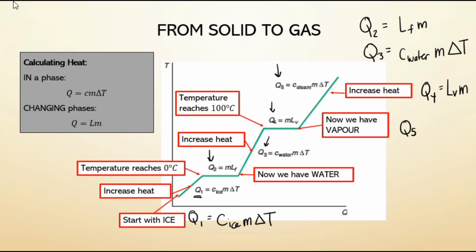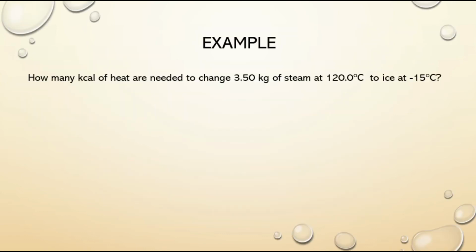Q5 is increasing heat in the steam phase: specific heat of steam multiplied by the mass multiplied by the change in temperature. And the change in temperature for that last phase will be your finishing temperature minus 100, your starting temperature. So watch out there. That's another common mistake. This is 100% the type of question you're going to get: how many kcal of heat to change 3.5 kilograms of steam starting at 120 all the way down to ice at negative 15.